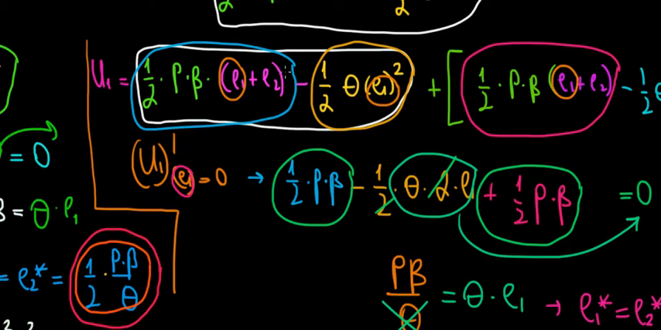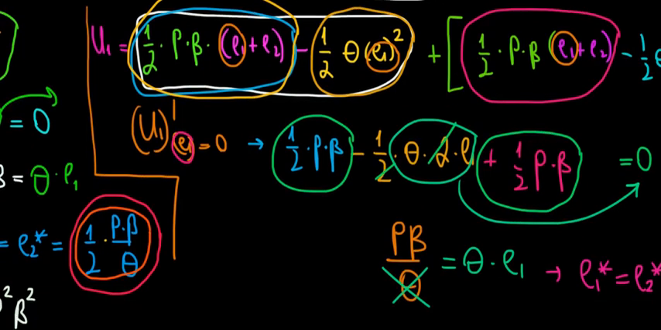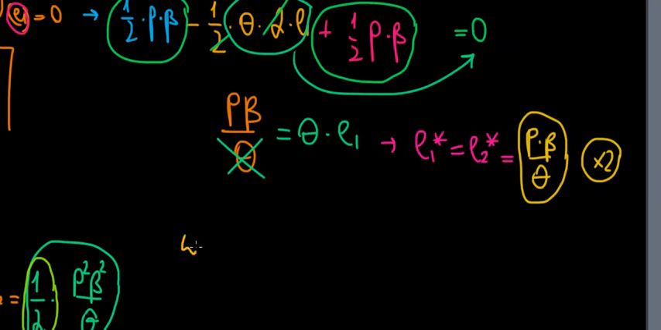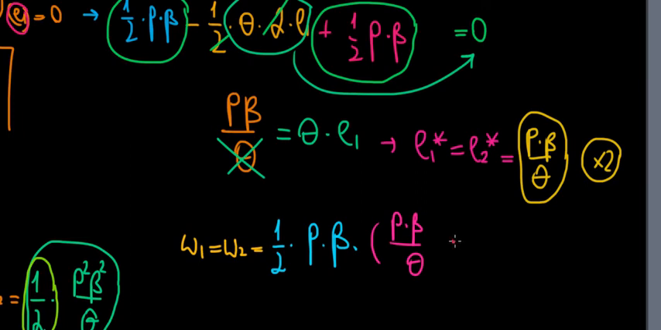So this is what we're looking for right now. This is a half of the total output. Okay, and let's go over here below. 1/2 times P times beta. We will have that the income of one guy, which is the same as the income of the second guy, since this is all symmetrical, is going to be 1/2 multiplied with the price, multiplied with beta, multiplied with the effort levels added. And since the effort levels are symmetrical, we'll just have P times beta over theta multiplied by 2.